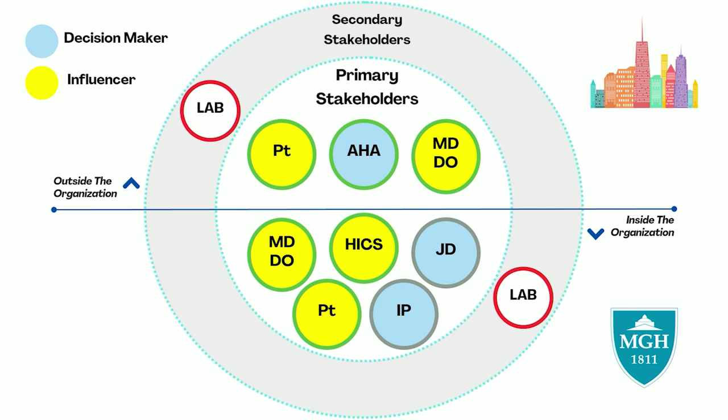I see some nods. So basically, the bottom half is my stakeholders within the hospital that I'm working with, that's MGH. And the top half are the stakeholders outside in the community. The blue circles are the decision makers. They are the stakeholders whose buy-in I need to even build this thing. And the yellow circles are the influencers who can really help me or really slow me down.